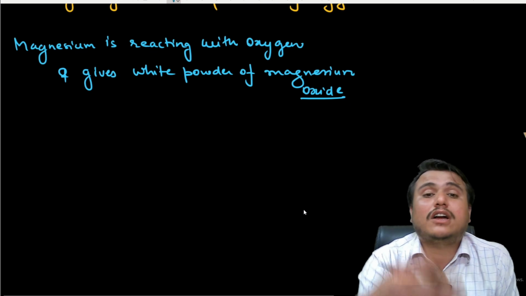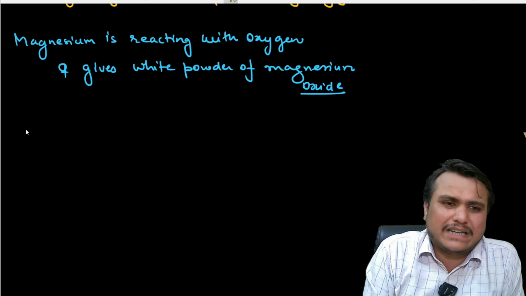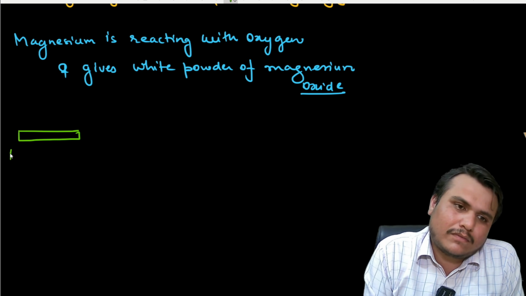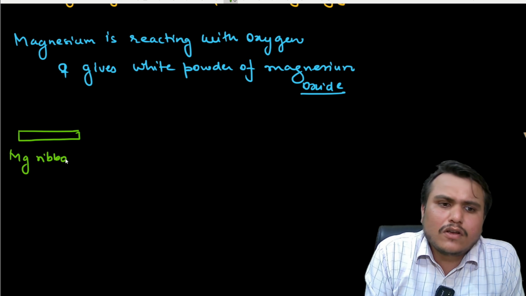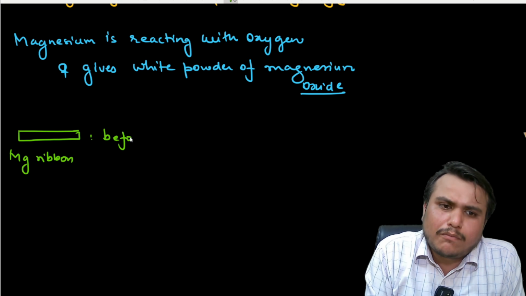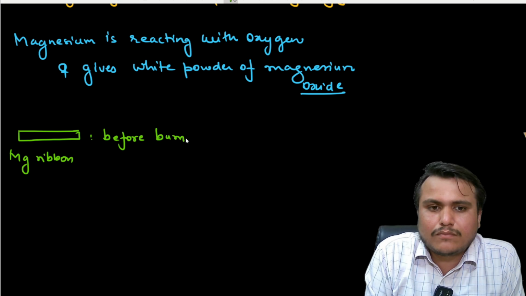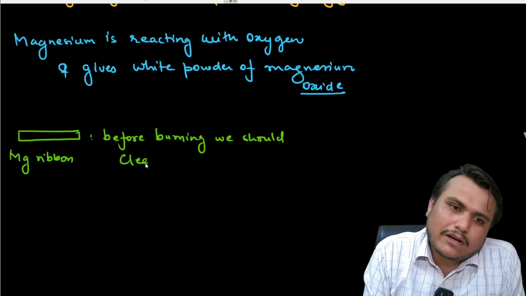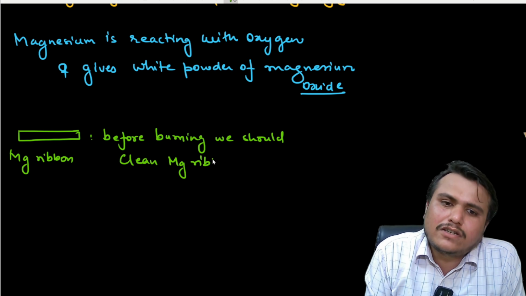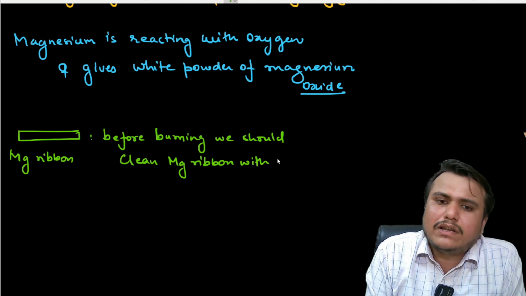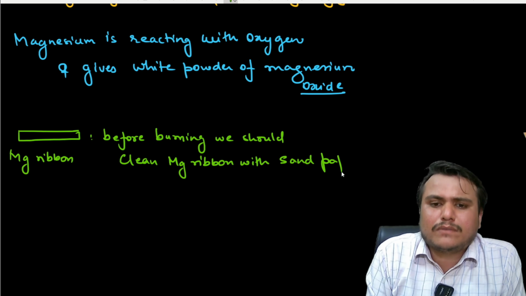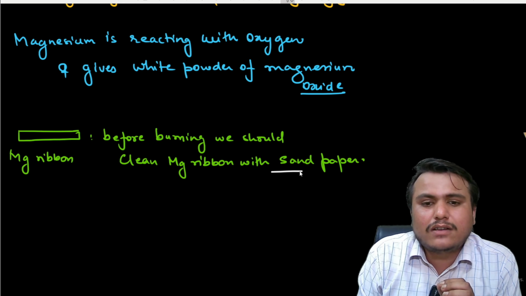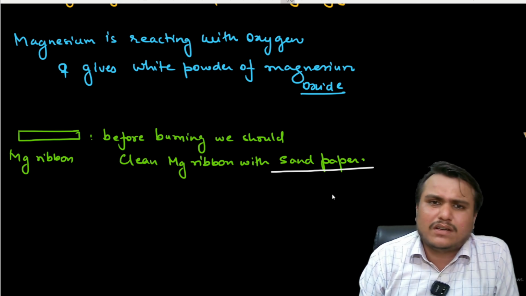Now what type of question comes from here? It is said that if this is our magnesium ribbon, before burning we should clean the magnesium ribbon with sandpaper. Before burning a magnesium ribbon, you should clean it with the help of what? Sandpaper. Now, why do we have to do this?